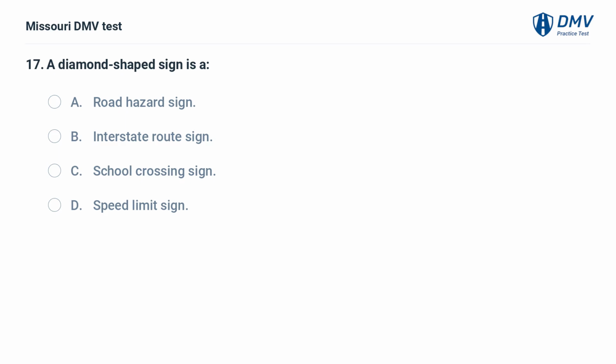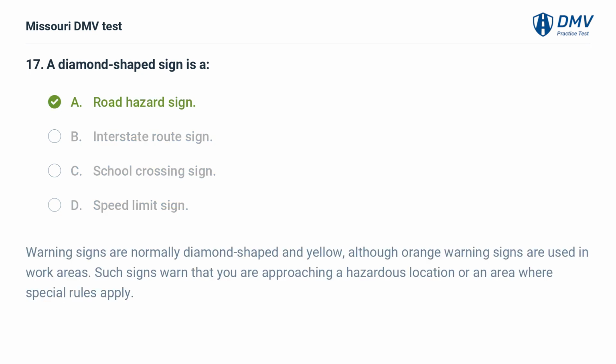A diamond-shaped sign is A. Road hazard sign. B. Interstate route sign. C. School crossing sign. D. Speed limit sign. A. Road hazard sign.